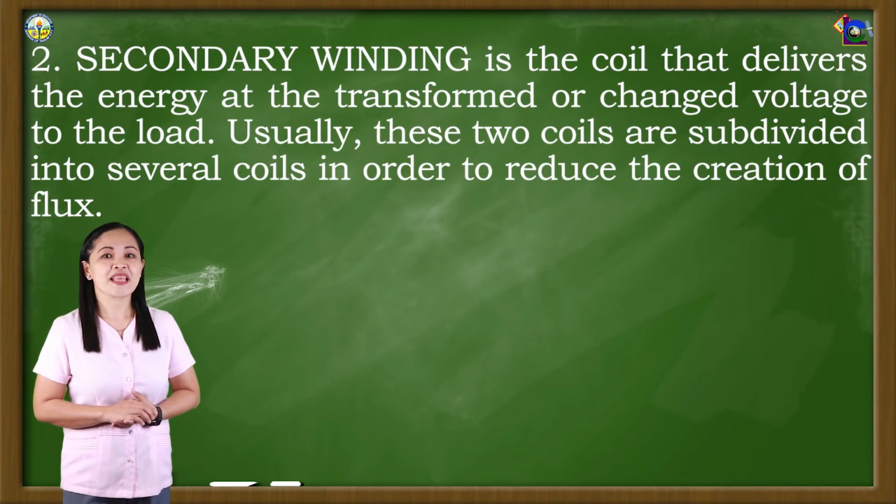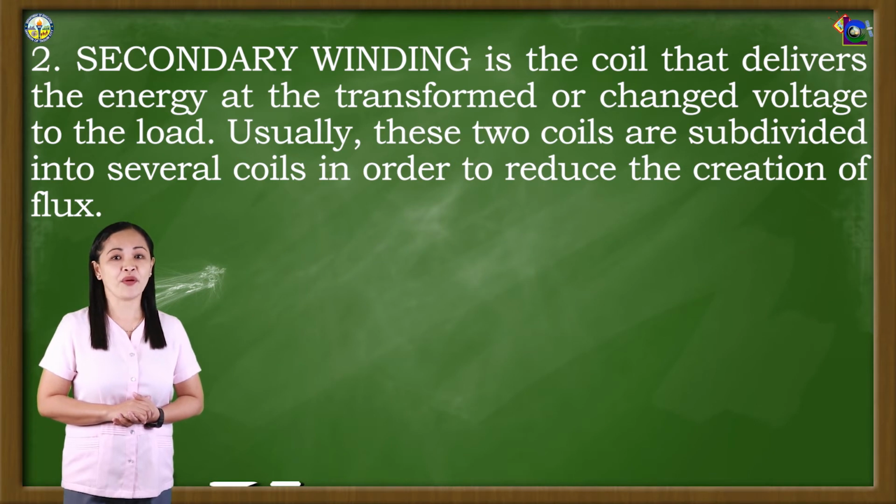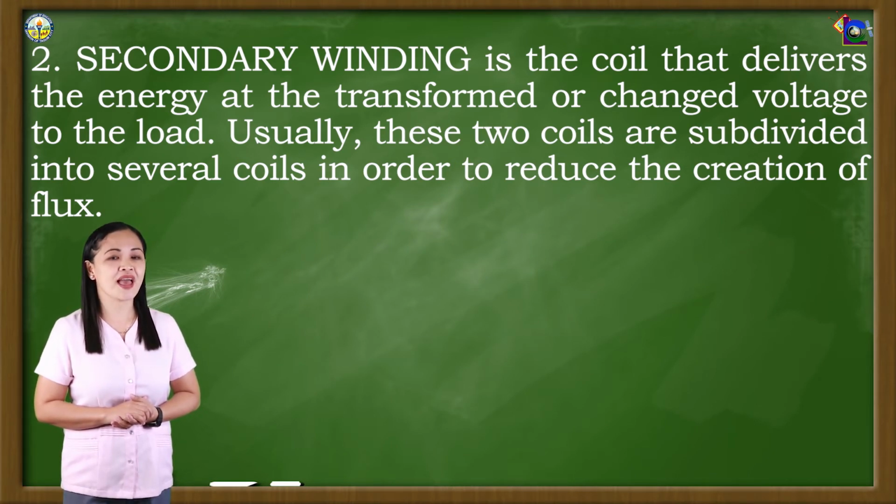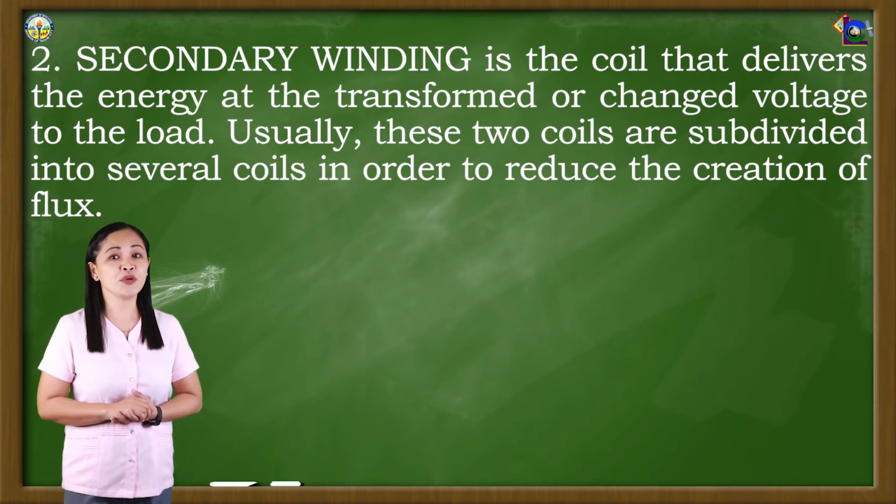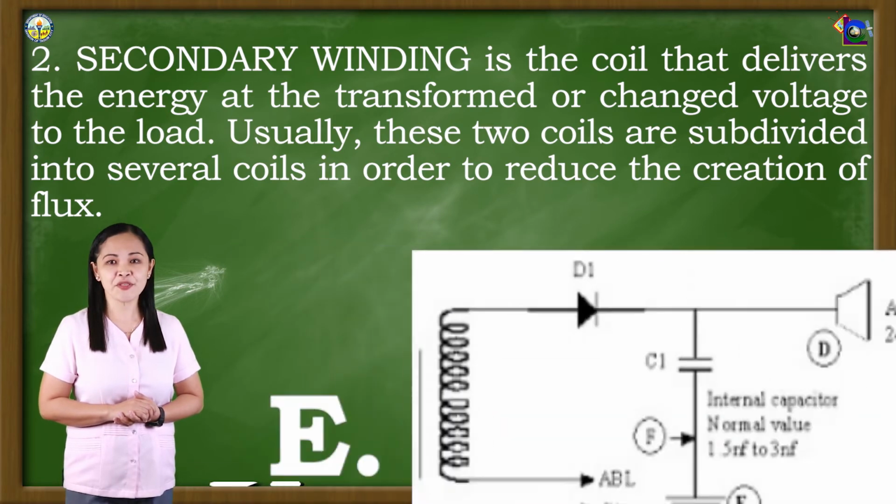Number 2. Secondary winding is the coil that delivers the energy at the transformed or changed voltage to the load. Usually, these two coils are subdivided into several coils in order to reduce the creation of flux. It refers to letter E.